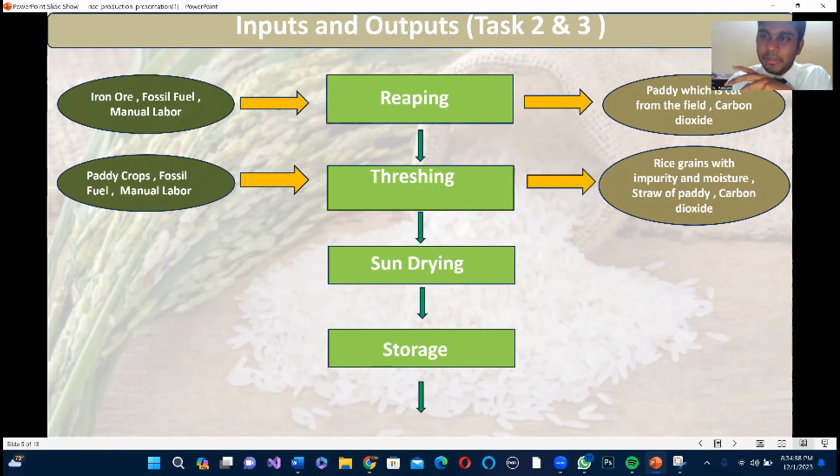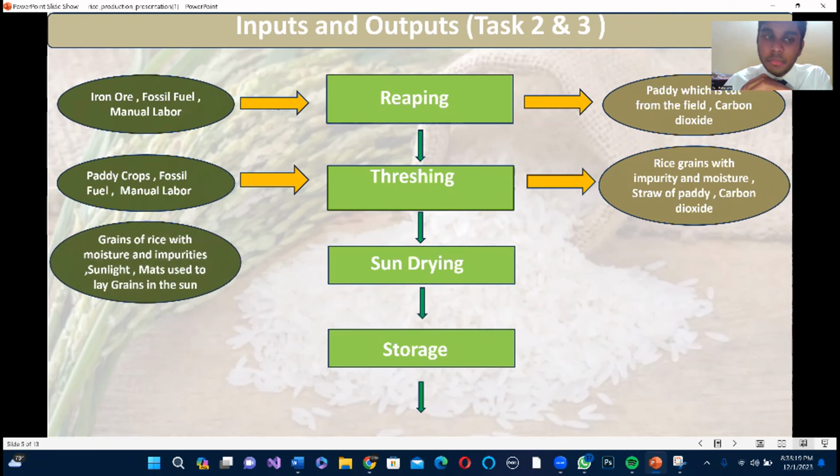Threshing is the process where basically you smash the paddy against a wooden box with slots, where the rice grains will fall into these slots and the straw of paddy will be separated. That's why we have included them as two separate outputs. Now moving on to the next process, sun drying.